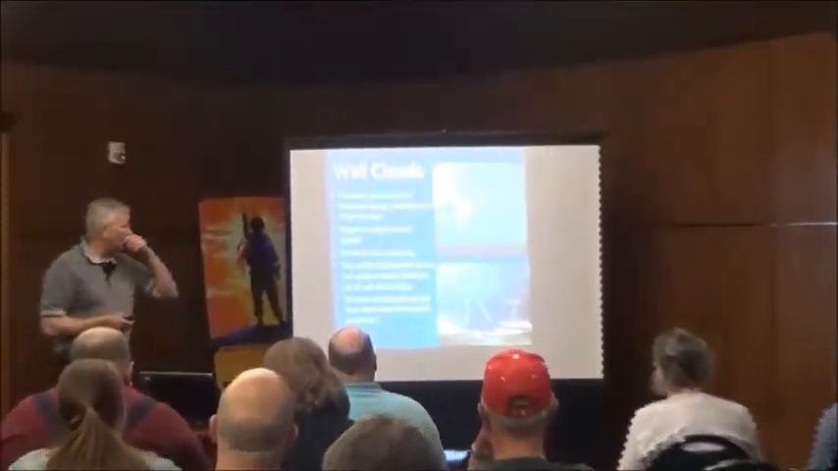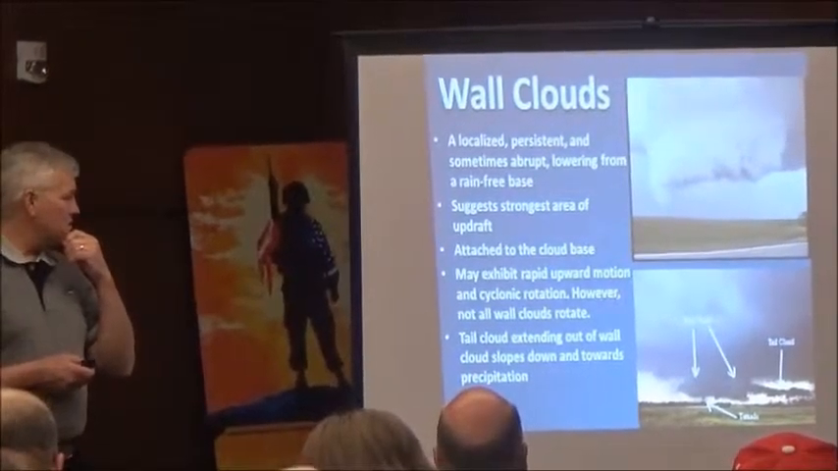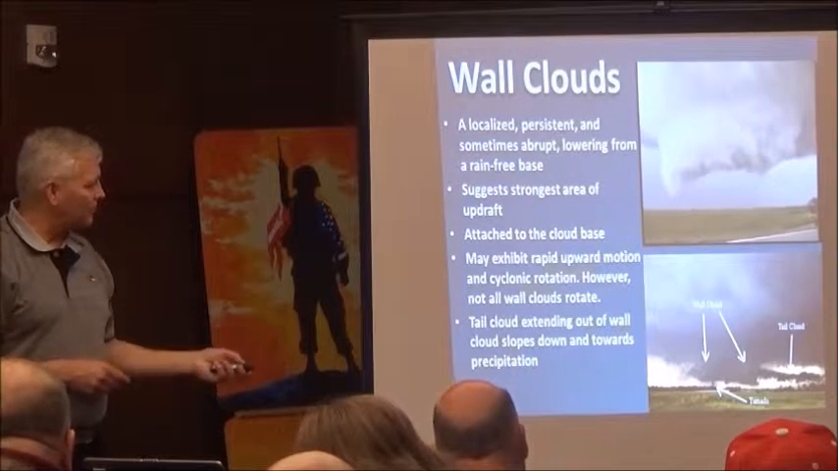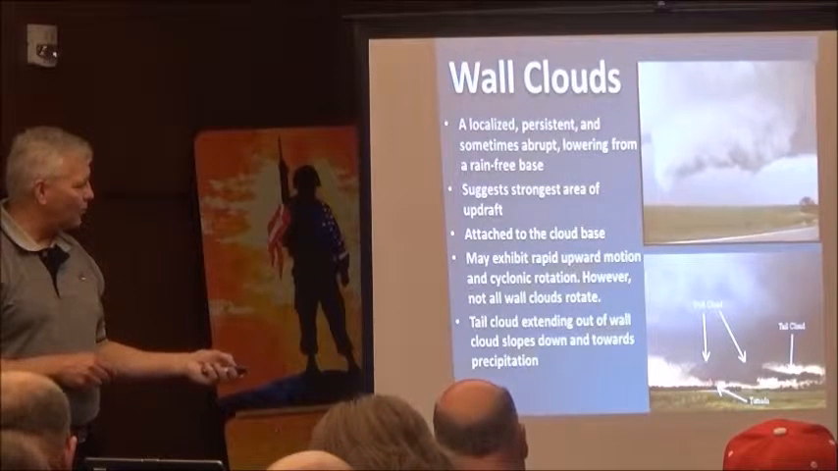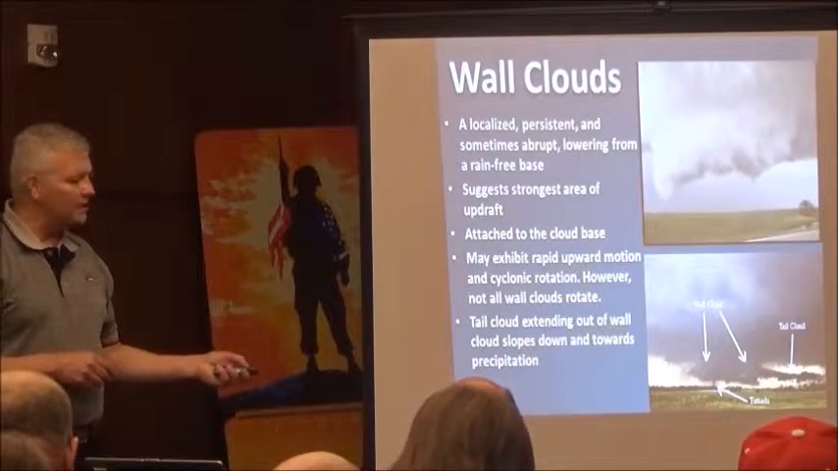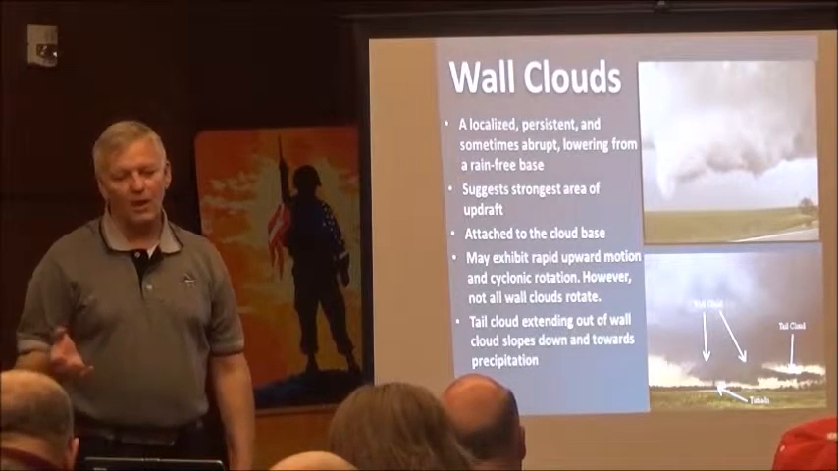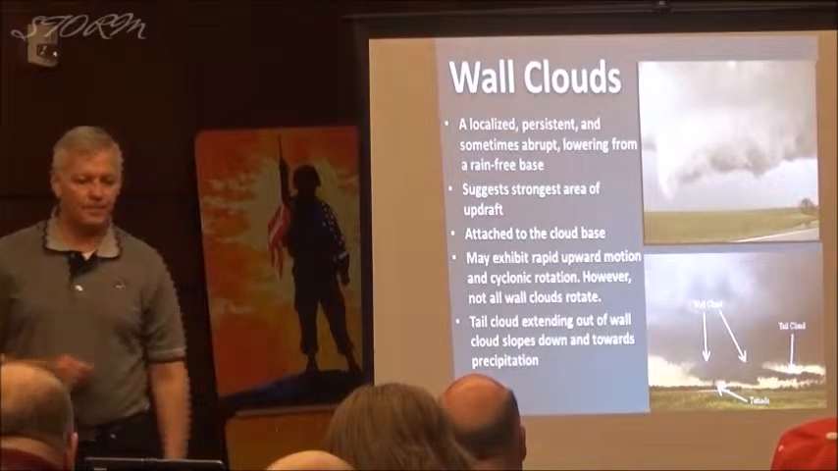So here we have a wall cloud in the upper right picture there that's rotating, obviously. And the one at the bottom right here, the wall cloud with the tornado, it's also got a pronounced tail cloud, which is a pretty common component of a wall cloud that's well developed.